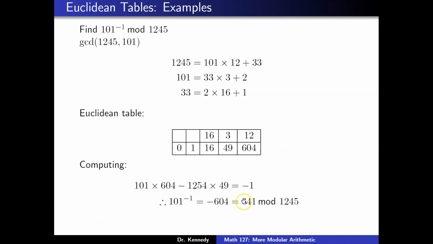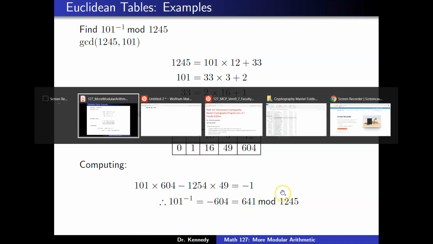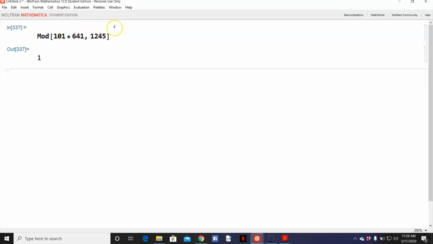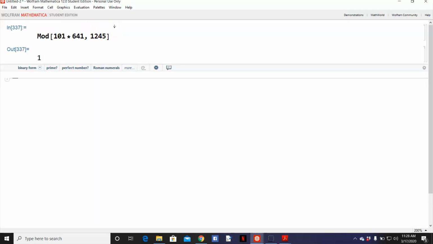All right, so we think that 641 is the inverse. If we want to verify that, we can go over to Mathematica. So if 641 is the inverse, I should be able to take 101, multiply it by 641, reduce it mod 1245, and I get 1, just as I was supposed to. So everything is good.